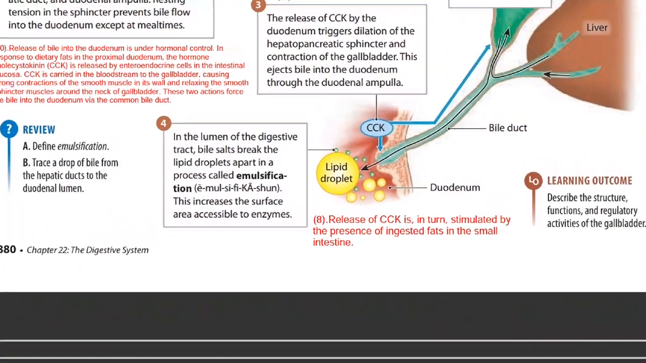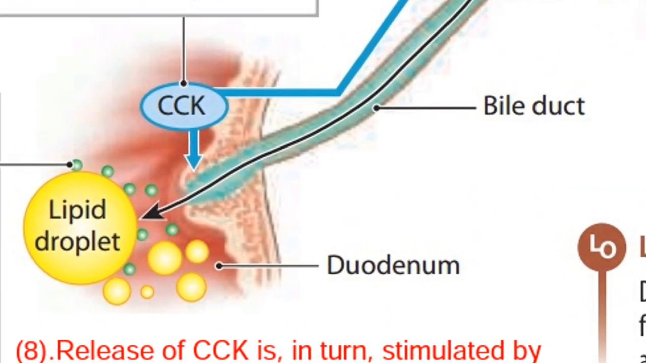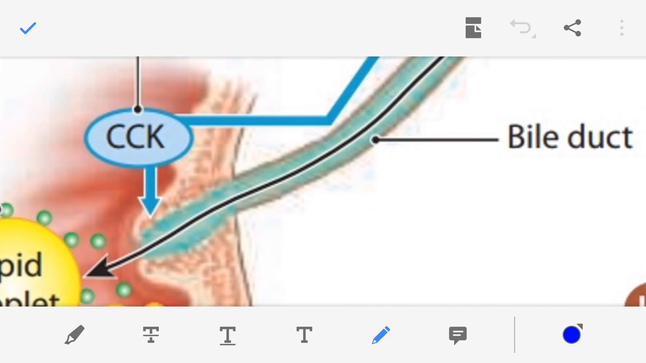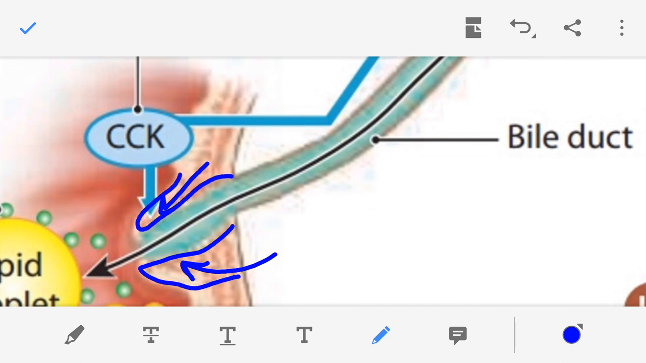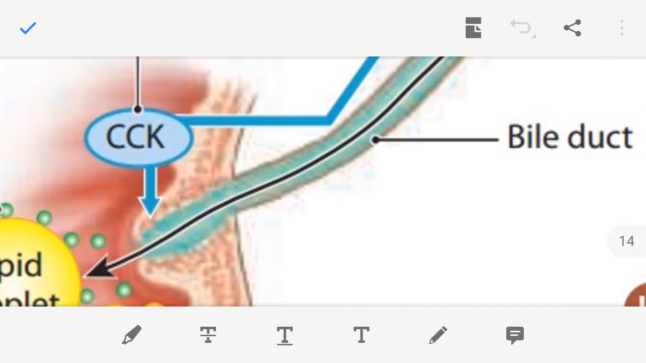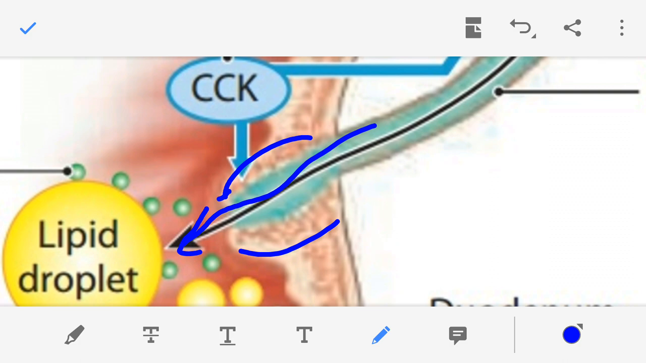Now what is this CCK doing? Here CCK is performing the third function. Already we have discussed the two functions, and here we know this is the hepatopancreatic sphincter, and this sphincter is composed of smooth muscle. So this CCK is relaxing this hepatopancreatic sphincter. So the smooth muscle of the sphincter dilates, it relaxes. So the hepatopancreatic ampulla is opening into the duodenum, and the bile is poured into the duodenum.